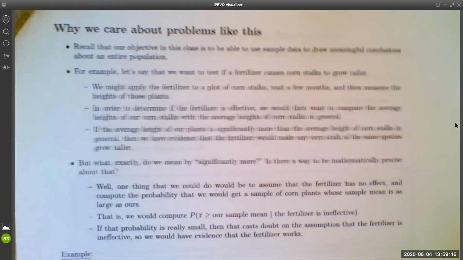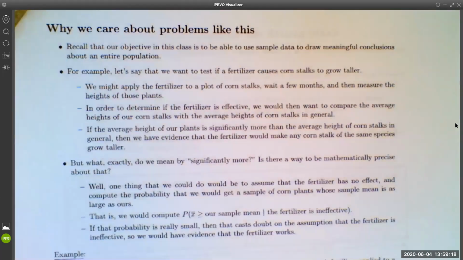Now, I want to end this discussion by talking about why we care about problems like this. Why do we care about being able to compute the probability that a sample mean is within a particular range? Well, it turns out that this is exactly the kind of probability that we need in order to be able to draw inference from data. And let me explain why.